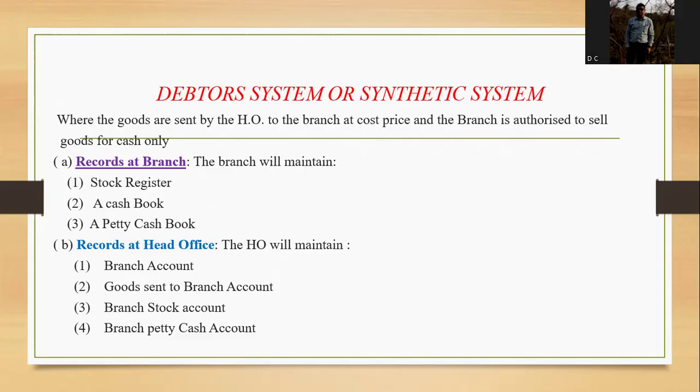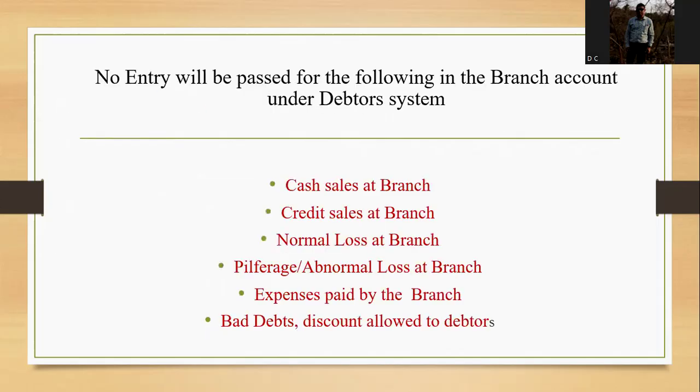So these are the debtor system or synthetic system, where goods are sent by the head office to the branch at cost price. Now, what are the transactions that will not appear under the debtor system when the branch maintains its account on the debtor system? Cash sales at branch, credit sales at branch, normal loss at branch, abnormal loss at branch, expenses paid by the branch, bad debts, discount allowed to the debtors. These are the third-party transactions.